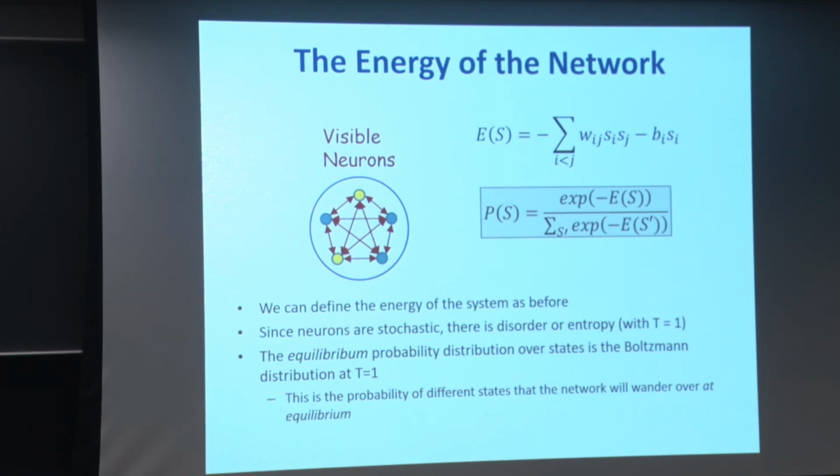It continues to evolve, and if you keep drawing states according to this distribution, eventually, if you just start this Hopfield network and let the system evolve, then how exactly will it evolve? We'll look at this in the next class. Eventually, it's going to arrive at this distribution.